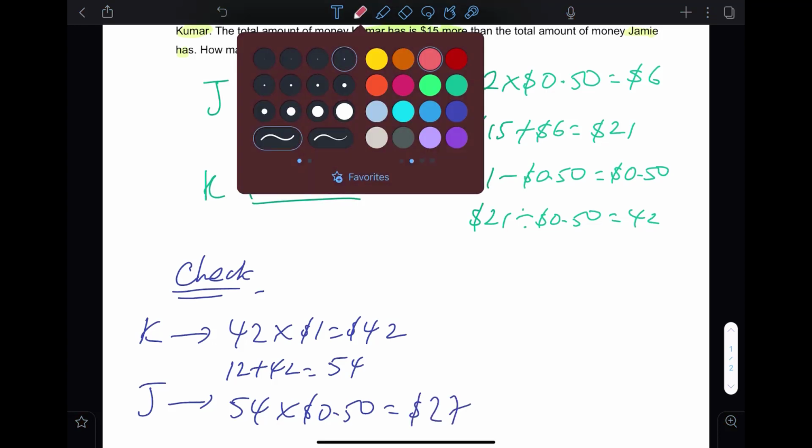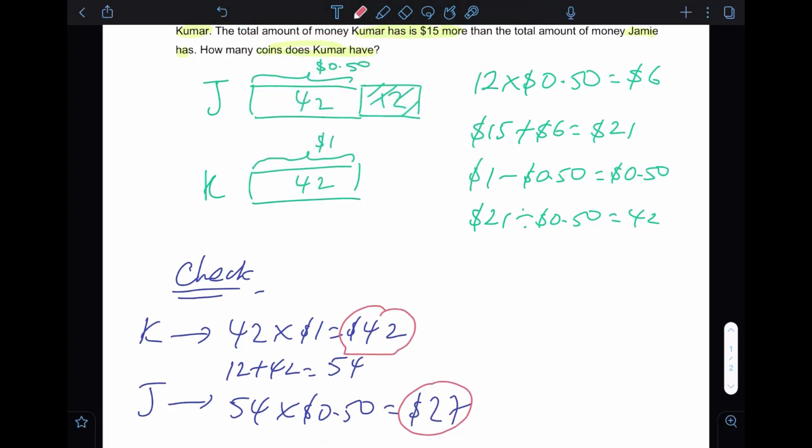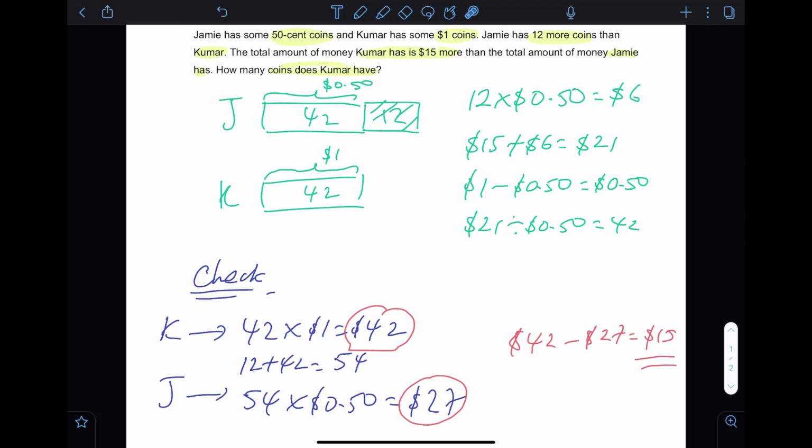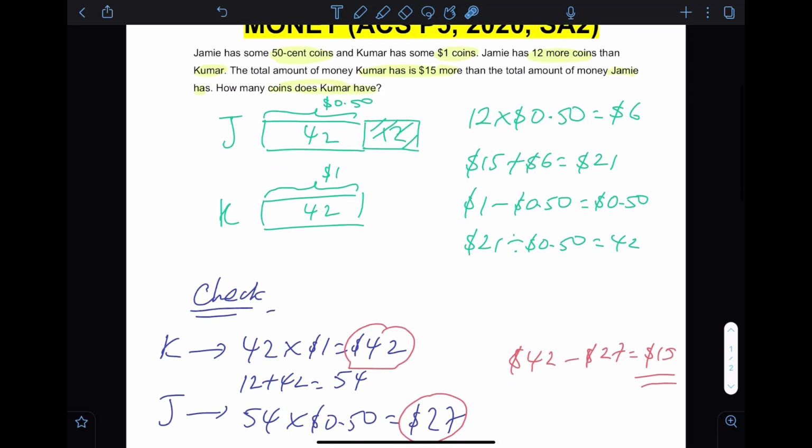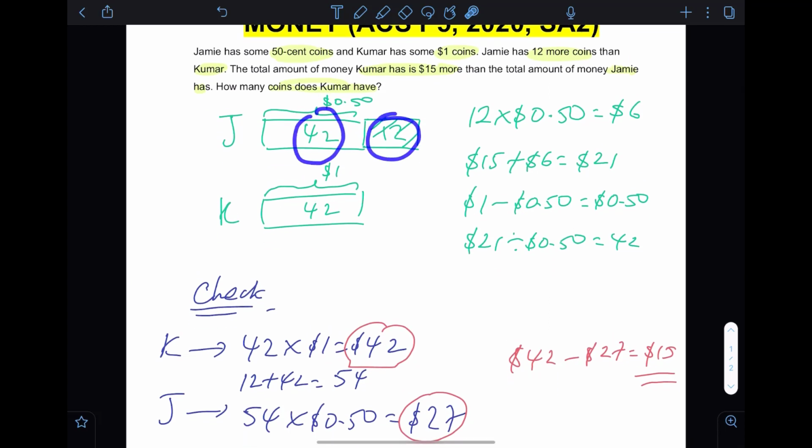Now we find the actual difference in their money, 42 minus 27. Which will give us $15 as the difference in the value of the coins, which tells us that our answer of 42 is correct because in the question, Kumar really has $15 more as compared to Jamie. And if the question were to ask how many coins does Jamie have, you'll just take 42 plus 12. Final answer for this question, how many coins does Kumar have? The answer is 42 coins.